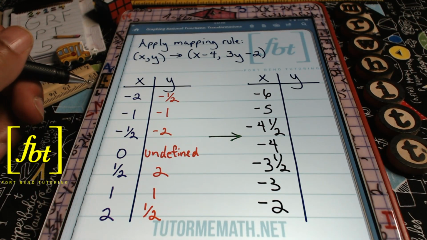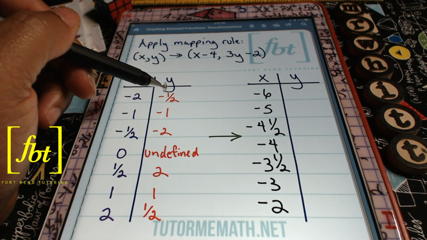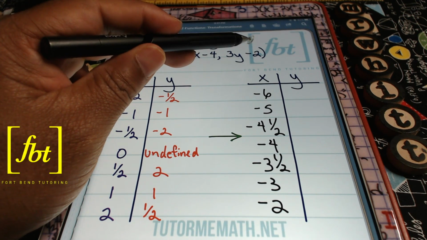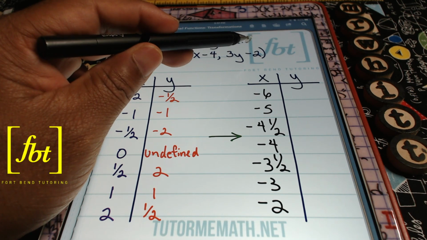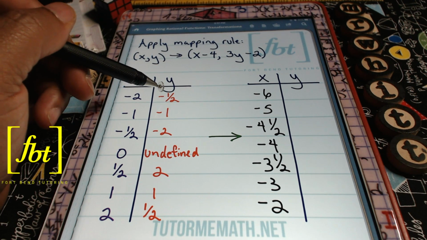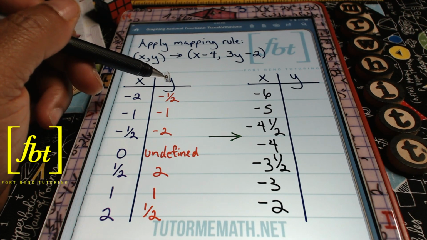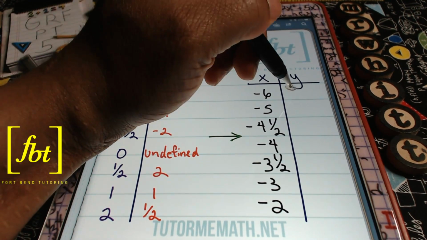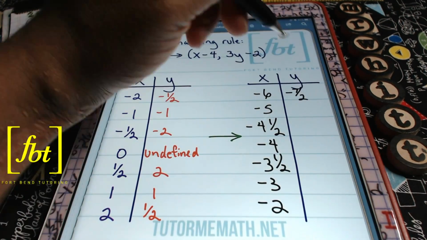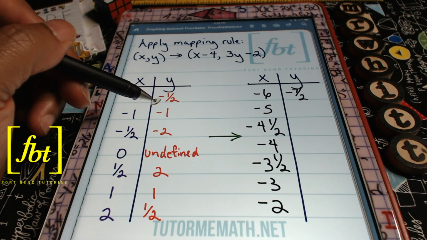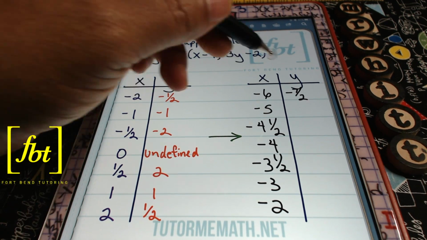Now for our y values, we'll need to multiply each of the y values by 3 based on that vertical stretch, and then subtract 2 from that product based on the vertical shift. So 3 times -1/2 is -3/2, and -3/2 minus 2 gives you -7/2. So this is negative 7/2, aka negative 3.5. Then we'll have 3 times negative 1, which is negative 3. Negative 3 minus 2 is going to give us negative 5.